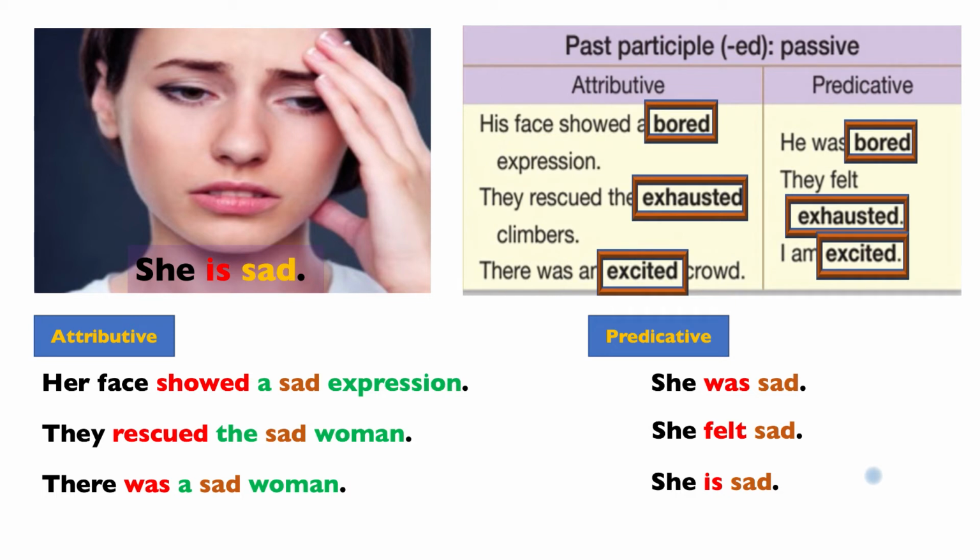So that's the idea. You follow this pattern. You have two options, attributive or predictive. Alright, so it's like her face showed a sad expression, she was sad, have similar meanings. Alright, so the first sentence has a similar meaning to all these three sentences on the other side of the coin.